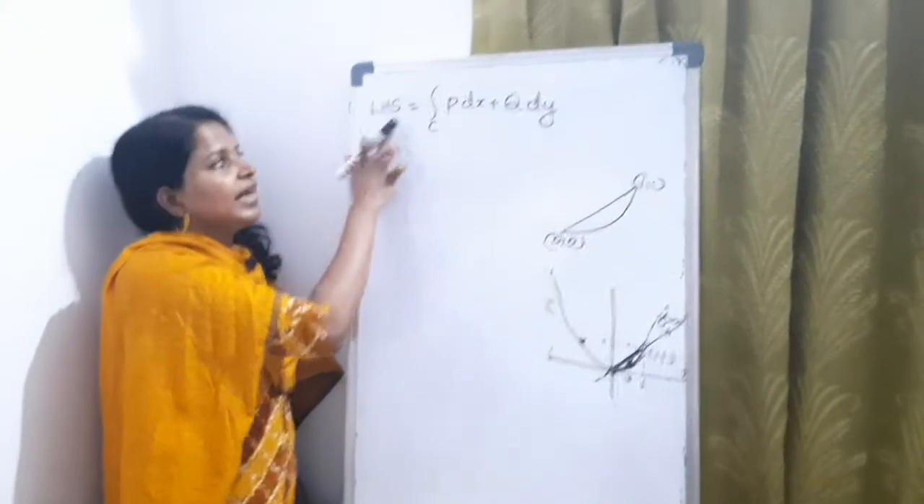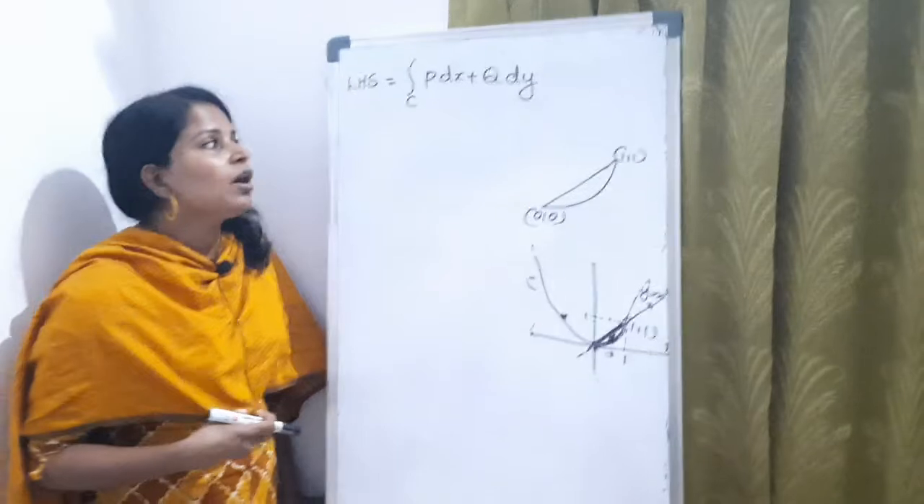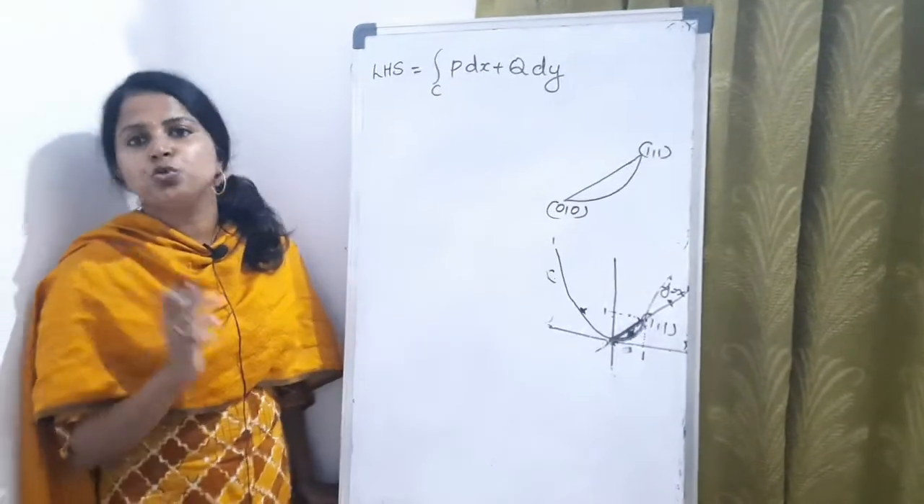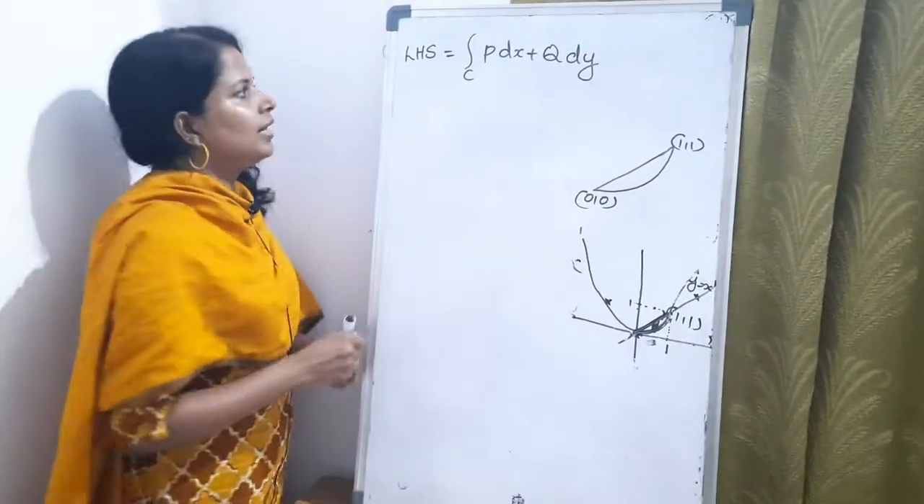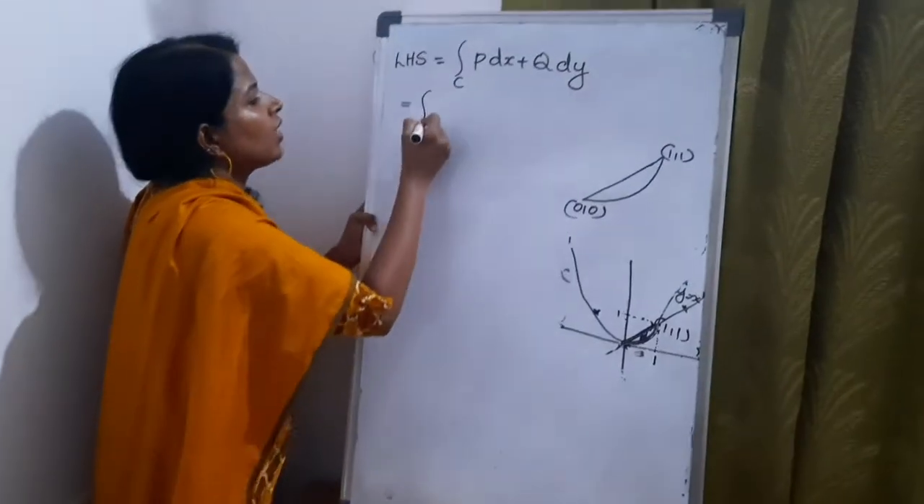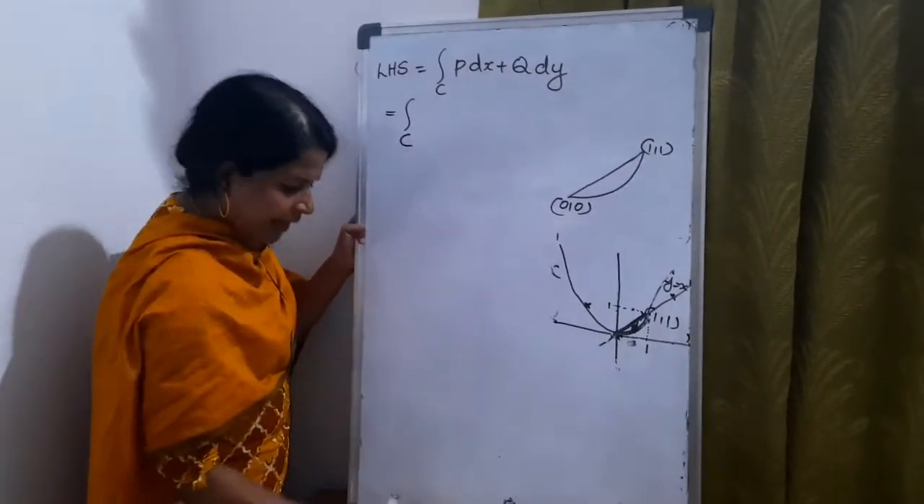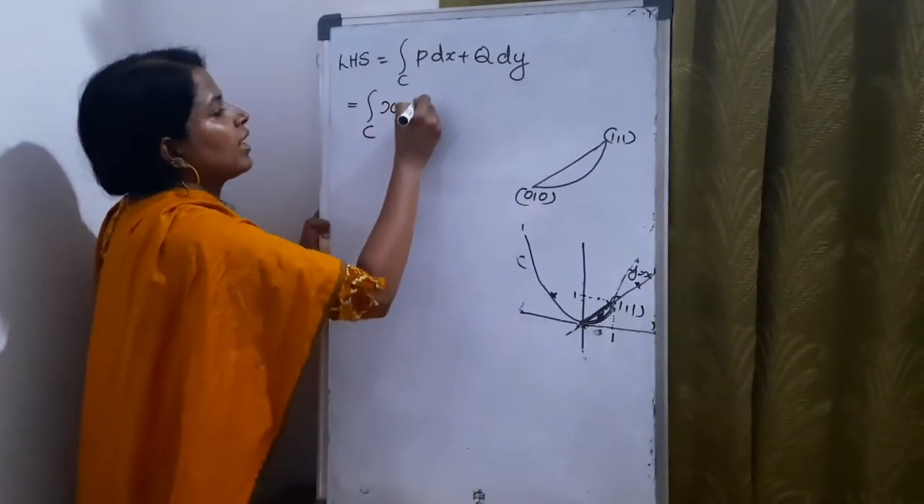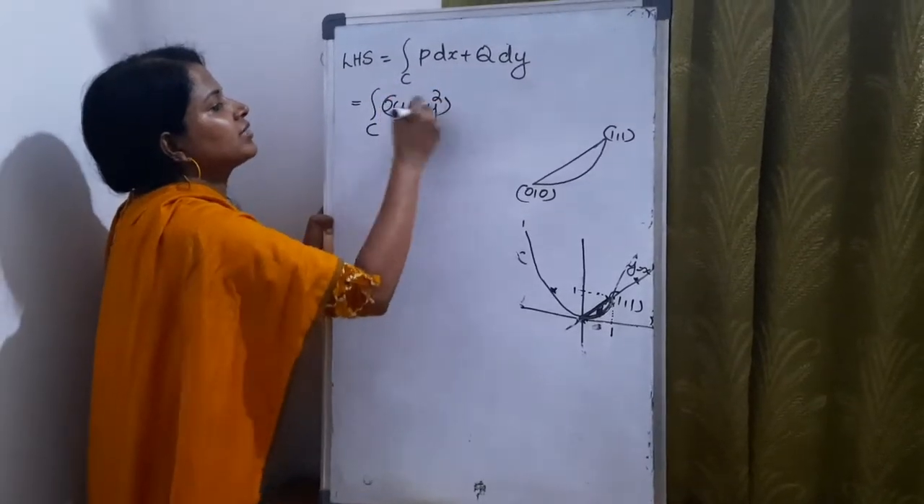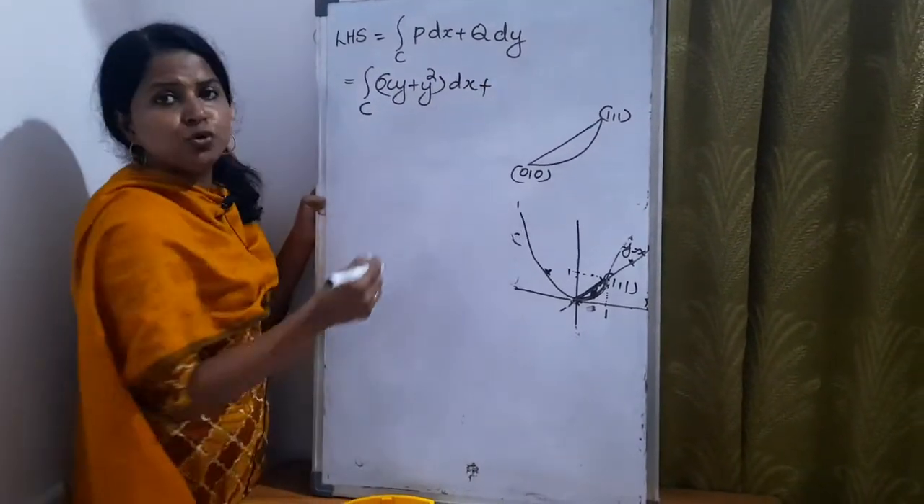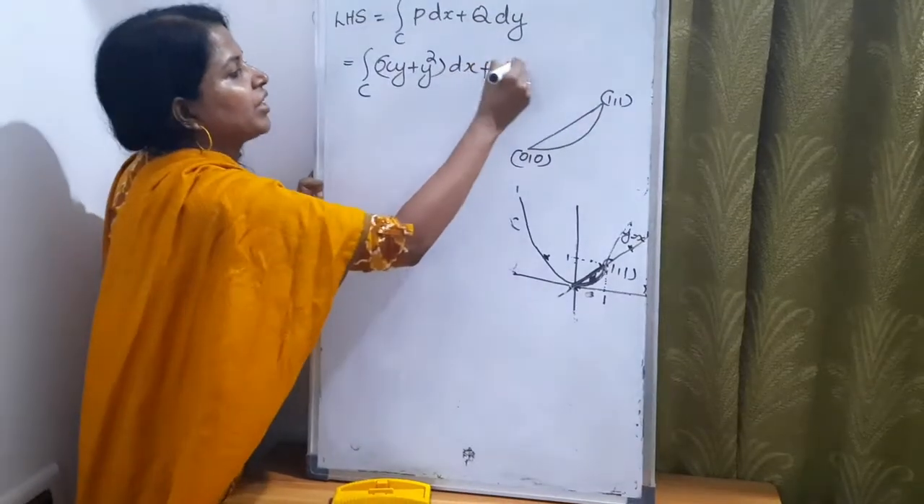Next, the LHS. LHS equals the integral over C of P dx plus Q dy. In the question, P is xy plus y square, so xy plus y square dx plus Q dy, where Q is x square dy.